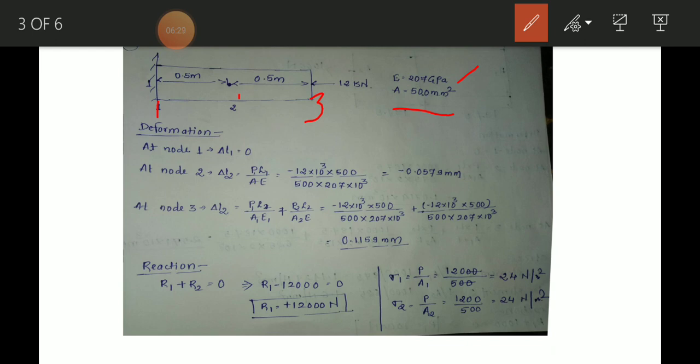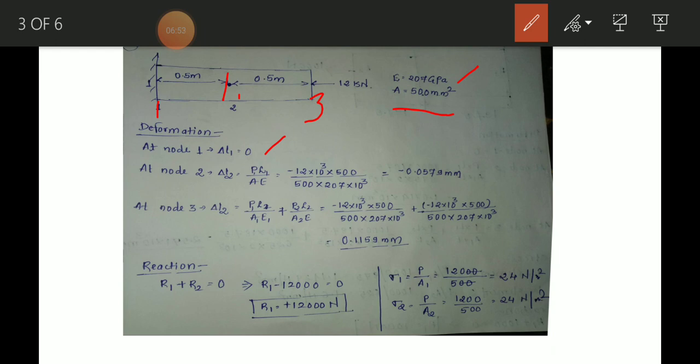So let us move with the calculation. At node number 1, there is a fixed node, so there is no deformation. Deformation at node 1 is 0. At node 2, how to calculate? The formula is going to remain the same, PL by AE. How to substitute the values?